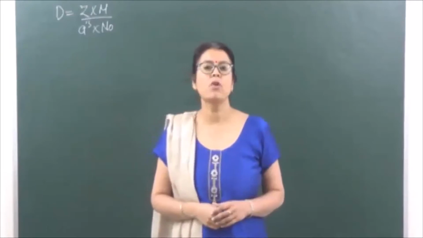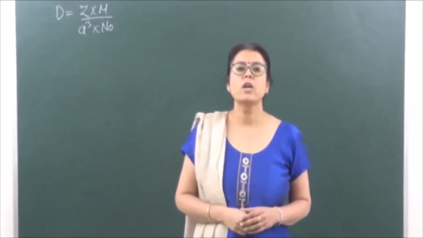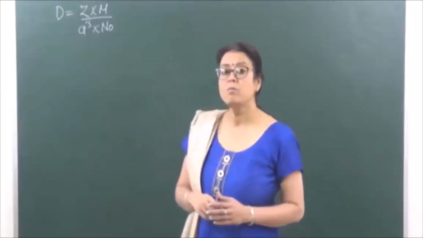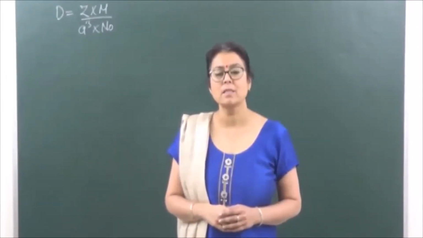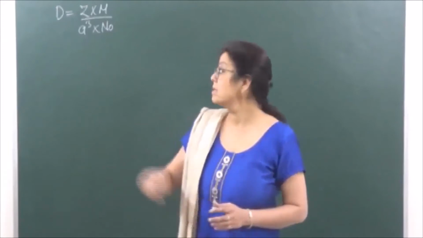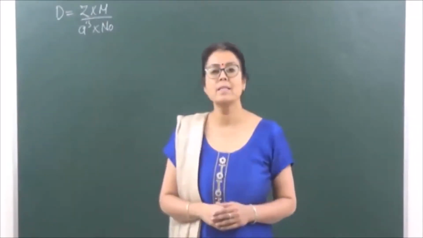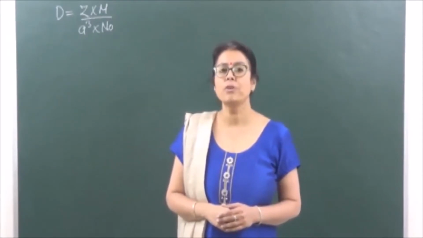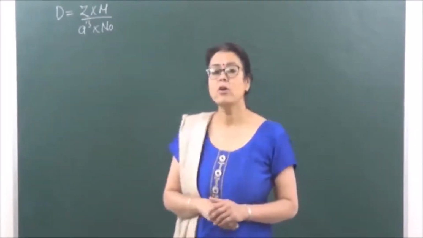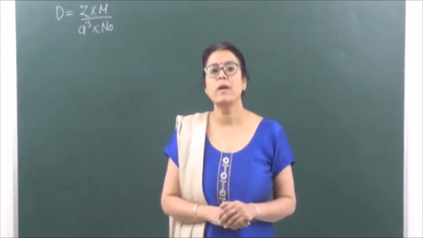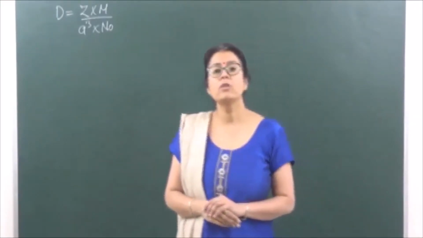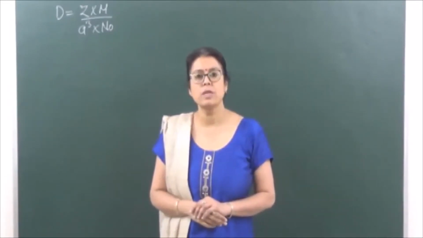that is the number of constituent particles which are present in any unit cell. M is the molar mass or the atomic mass of the constituent particles. A cube, A is the edge length. So A cube हम लोग volume ले रहे हैं of the crystal, and N naught is the Avogadro's number. Based upon this formula, we are going to discuss certain questions in today's class.